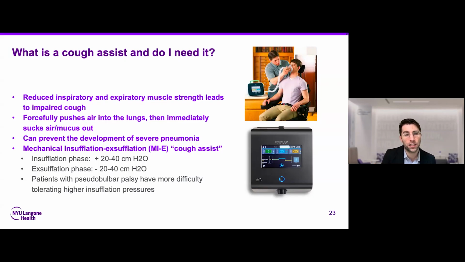And the reason we think cough assists are so important for our patients is because they can prevent the development of pneumonias, which can be truly life-threatening in patients with ALS. So what we do in pulmonary clinic is we assess a patient's cough and decide when we think they probably need this device, and then we'll titrate this cough assist device.